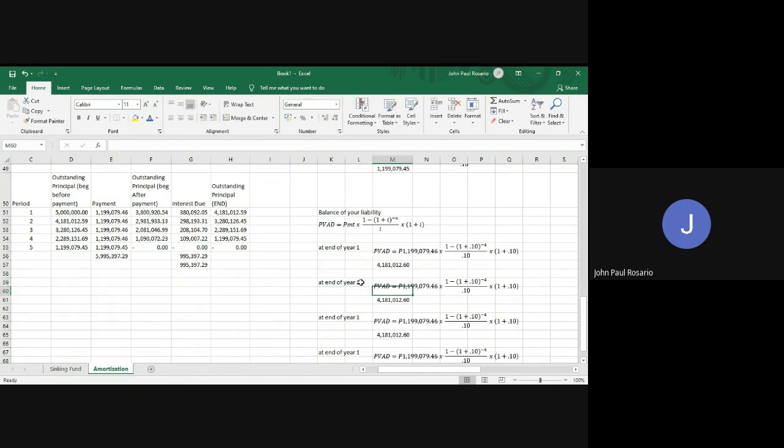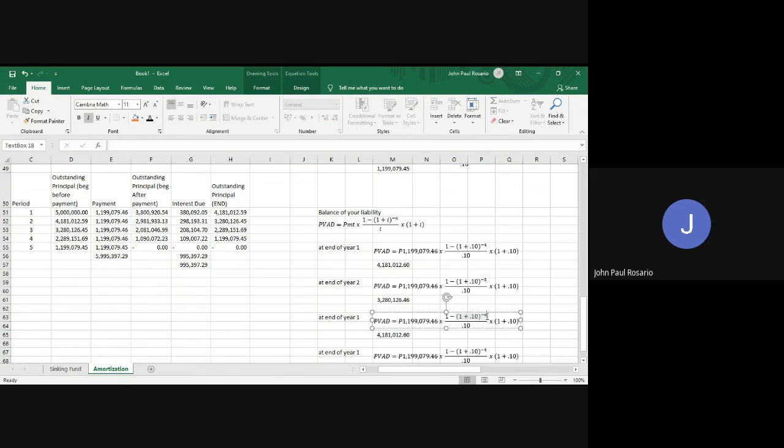Okay. At the end of year 2, so we edit this. 5 minus 2, that's 3 periods remaining. Same with here, 3 periods. We'll end up 320,126.9. So na lang siya discrepancies nga 0.01 or 0.02 sometimes. But don't mind that. Okay?